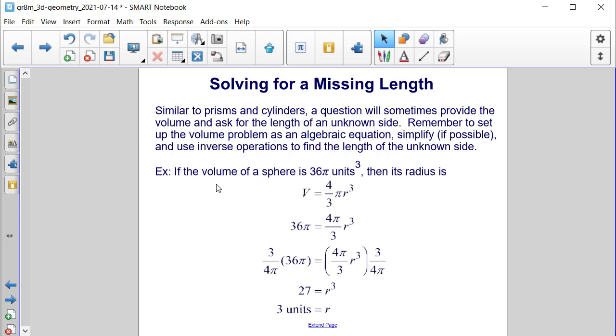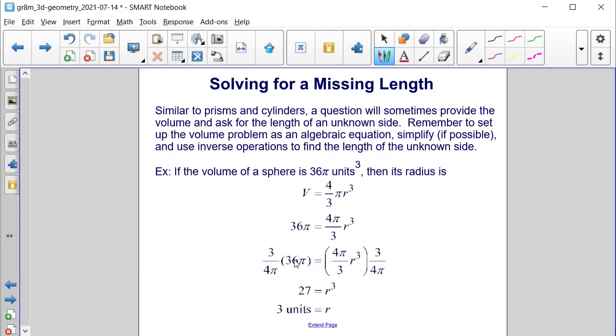And here's an example. If the volume of a sphere is 36 pi cubic units, then its radius is what value? Well, we know that the volume of a sphere can be calculated using the formula 4/3 times pi times the radius cubed. We know that the volume is 36 pi, so let's substitute it in for V, and then we still have 4/3 pi r cubed. In order to get rid of the fraction 4 pi over 3, we have to multiply both sides by the reciprocal, which is 3 over 4 times pi.